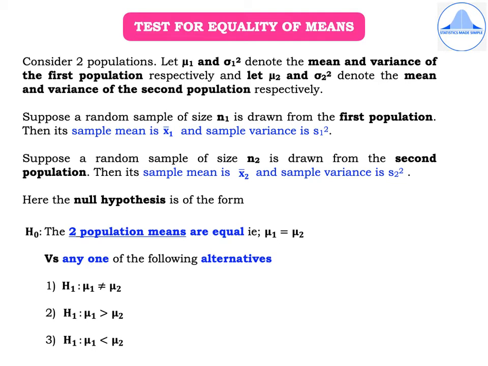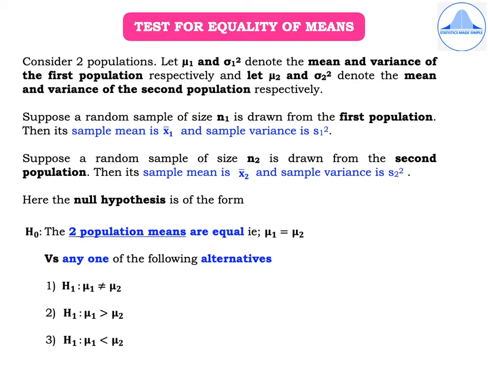Here the null hypothesis is of the form H naught: the two population means are equal. So what are the two population means? They are mu1 and mu2. So they are equal means mu1 is equal to mu2. So please remember the general format for H naught for test for equality of means for large samples is H naught: the two population means are equal, that is mu1 is equal to mu2.